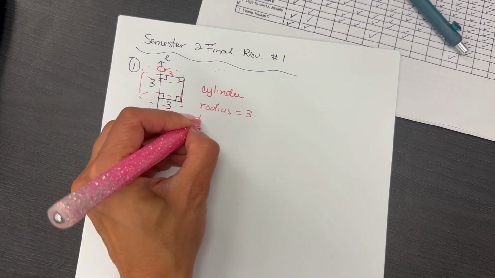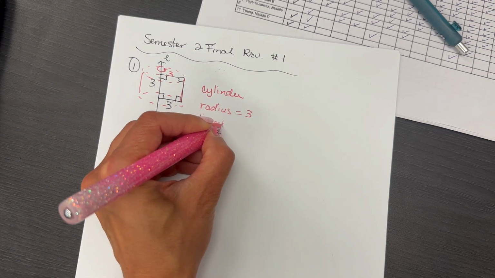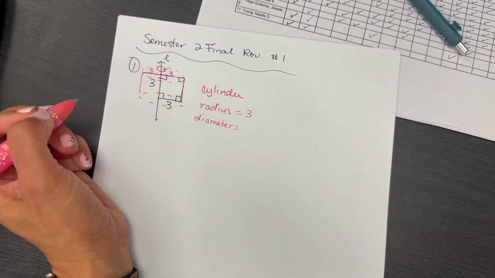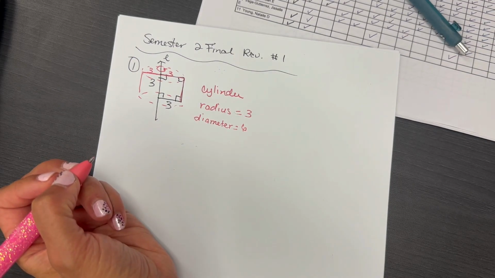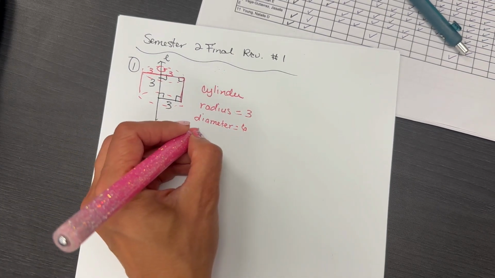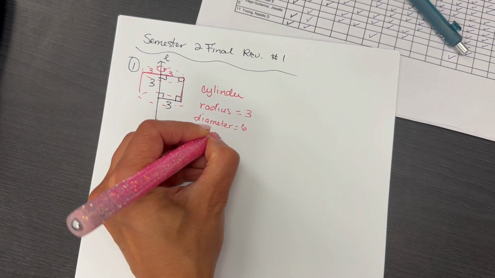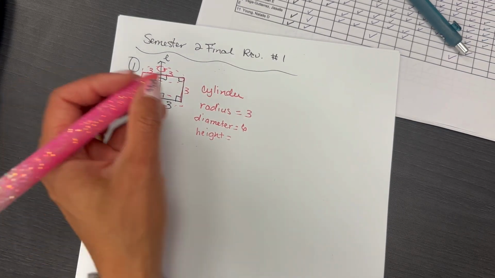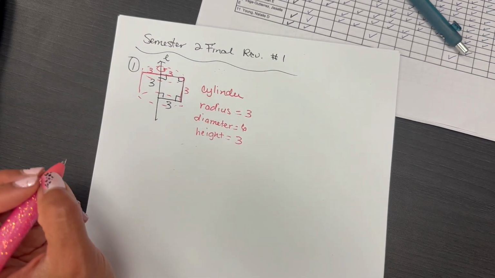Which means that the diameter, which would be all the way across the center of the circular base, from edge to edge, would be 3 plus 3, which is 6. Because remember, the diameter is always double the radius. Radius is always half the diameter. And the height, how tall this cylinder is, well, the sides of the square were all 3s, so that's how tall the cylinder is as well.